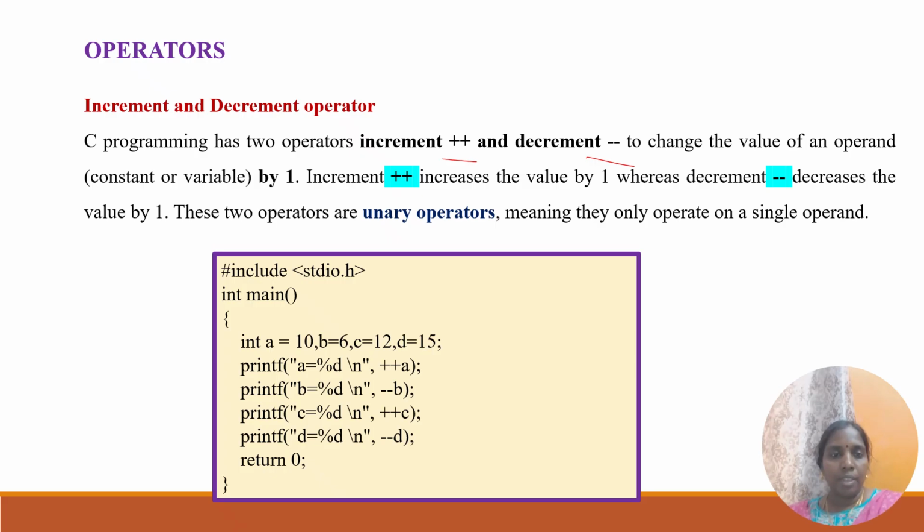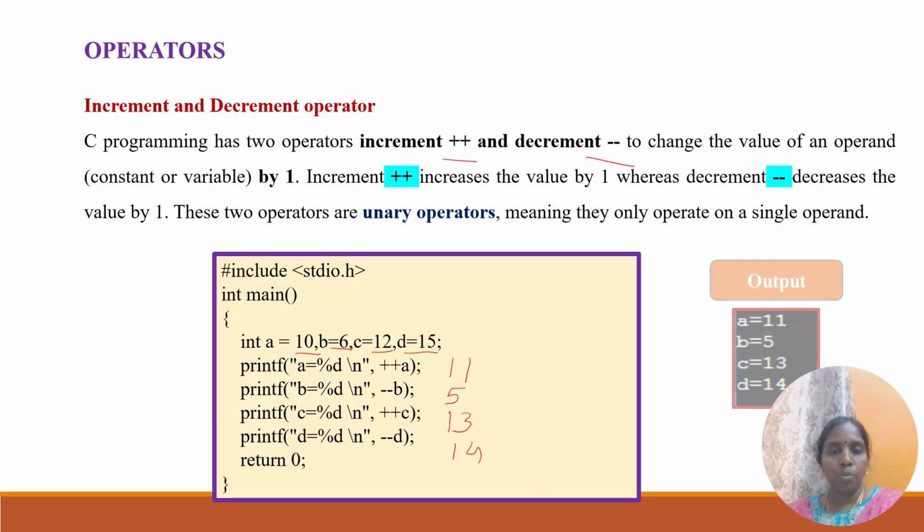This is a small snippet showing the increment and decrement operator. In this, the value of A is assigned as 10, B as 6, C as 12, and D as 15. So plus plus A, the value of A will be incremented, so it becomes 11. Minus minus B means the value will be decremented and becomes 5. Plus plus C means the value of C is 12, the incremented value is 13. Minus minus D means the value is 15, so it is decremented by 1. So this is the output of the program: 11, 5, 13 and 14.